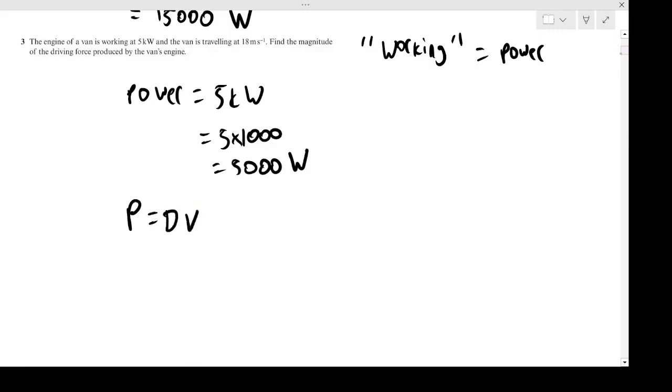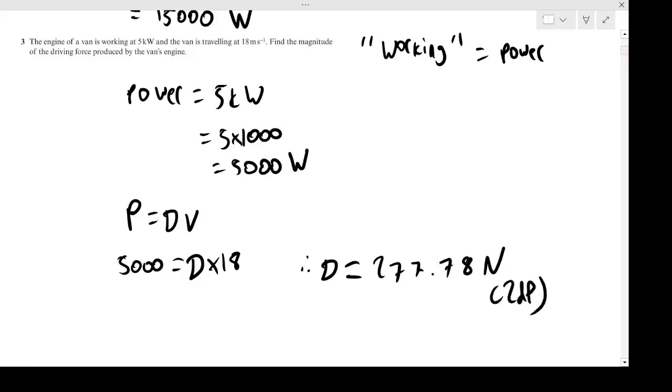At that point, power P is D times V, so power is driving force times speed. That means 5,000 is going to be D times the speed. The speed is 18. Therefore, just divide by 18 to get the driving force to be 277.78 newtons. And there we are.